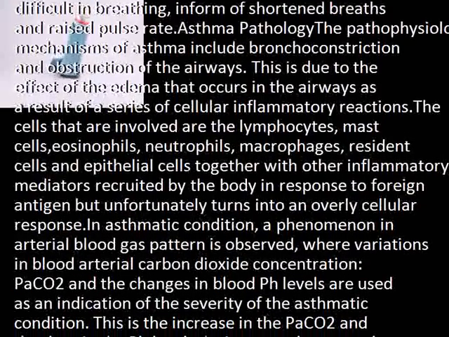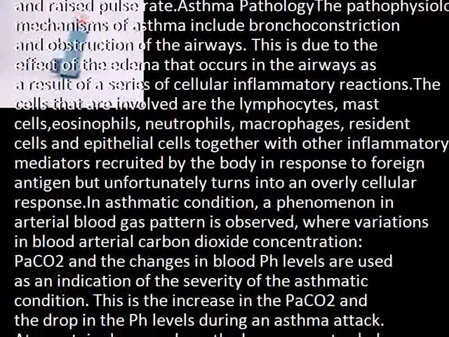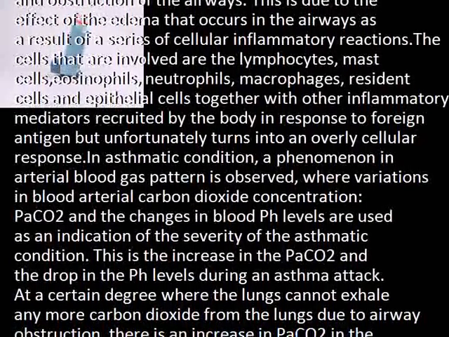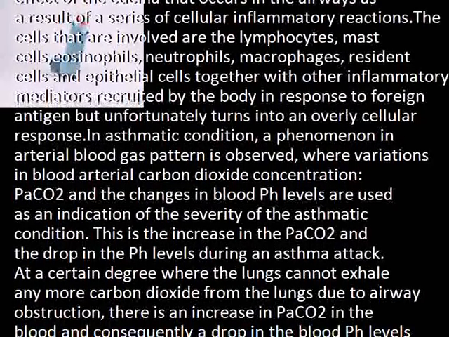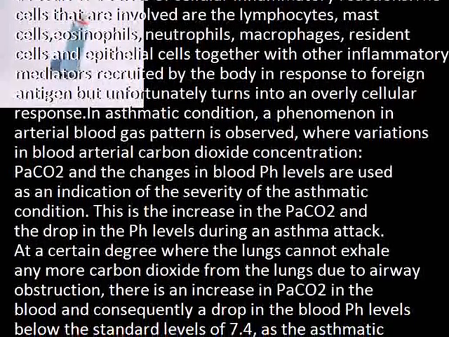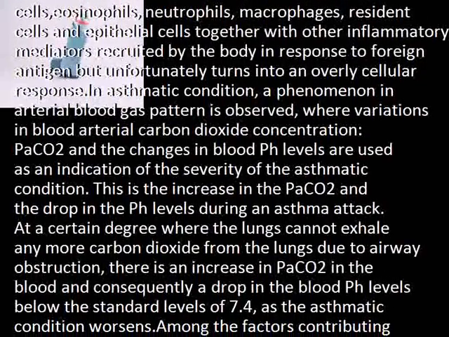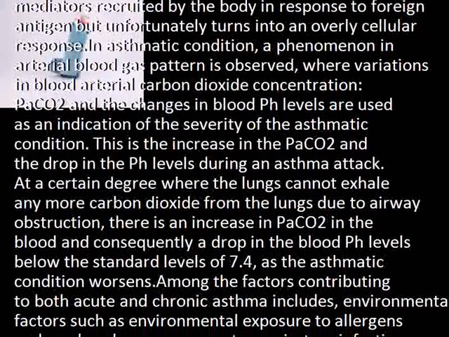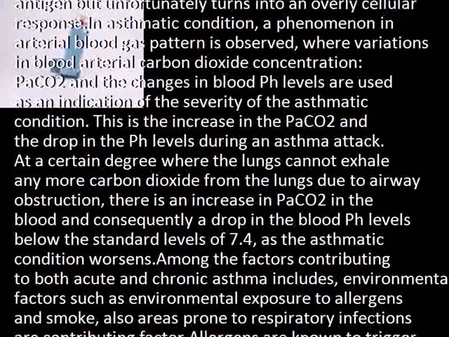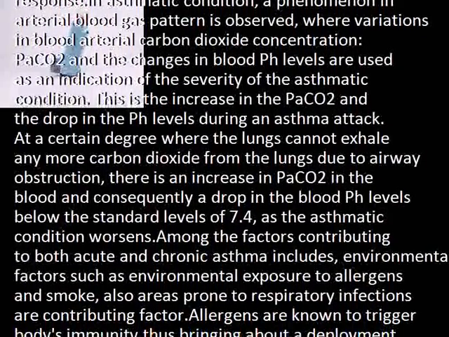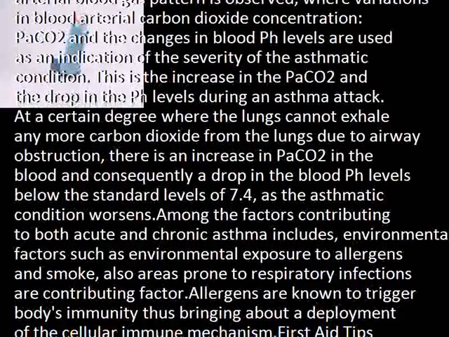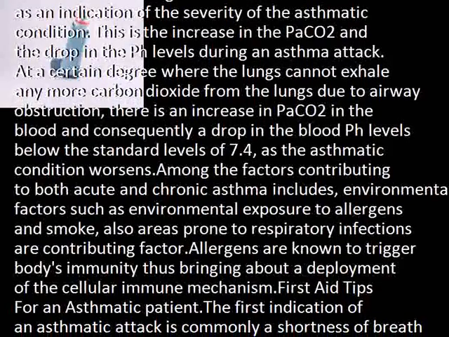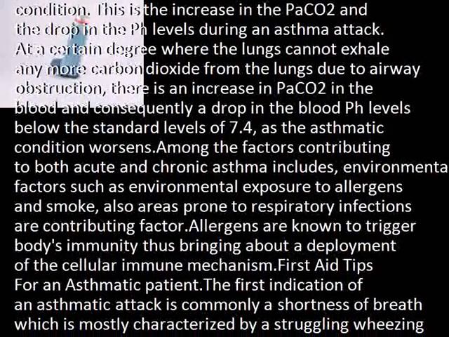In asthmatic condition, a phenomenon in arterial blood gas pattern is observed, where variations in blood arterial carbon dioxide concentration, PaCO2, and the changes in blood pH levels are used as an indication of the severity of the asthmatic condition. This is the increase in the PaCO2 and the drop in the pH levels during an asthma attack. At a certain degree where the lungs cannot exhale any more carbon dioxide due to airway obstruction, there is an increase in PaCO2 in the blood and consequently a drop in the blood pH levels below the standard level of 7.4, as the asthmatic condition worsens.